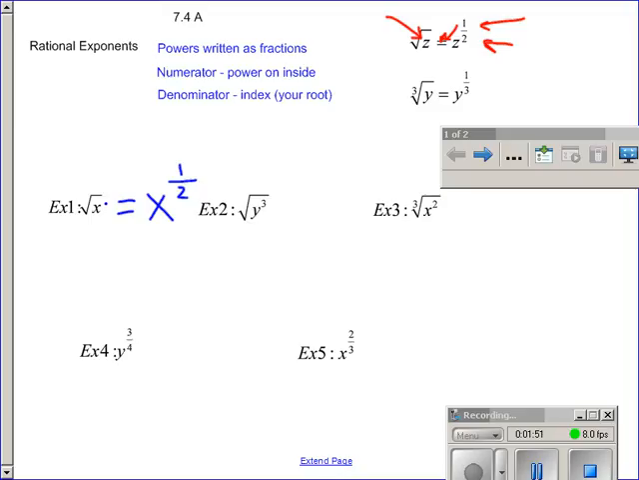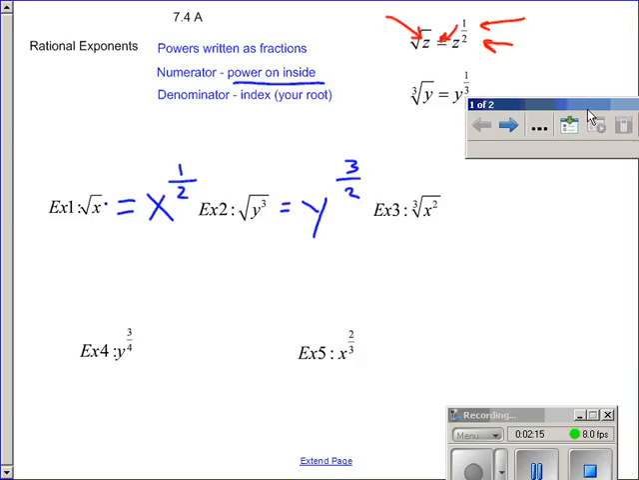Example 2: here we have the square root of y to the 3rd power. So again, y is our base. And for our fraction, 3 was the power on the inside, so 3 is the numerator, or the top of our fraction. We were getting the square root, so that's the bottom. So it's y to the 3/2 power.